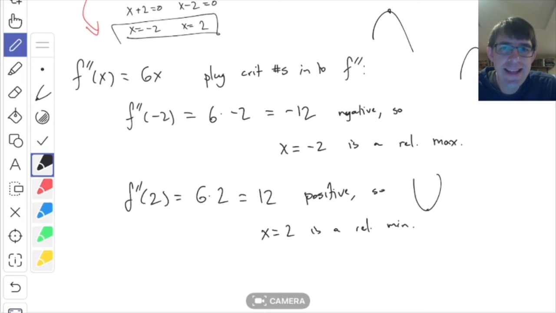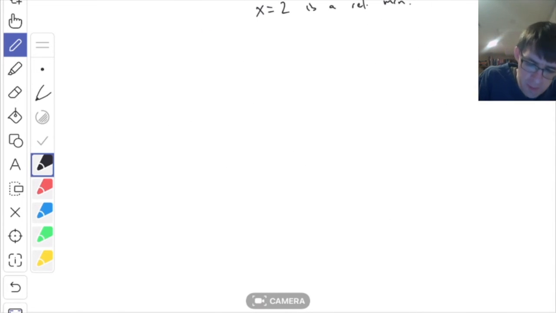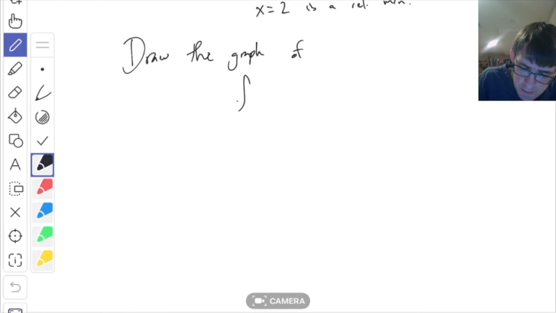All right, and the last type of question that you're going to see on this homework is concerning curve sketching. This is the most elaborate ones in my opinion. Let's try to draw the graph of this same old function, f of x equals x cubed minus 12x.